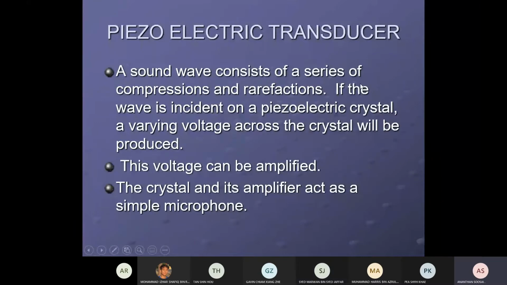A sound wave consists of a series of compressions and rarefactions. If it is incident on a piezoelectric crystal, a varying voltage across the crystal will be produced. This voltage can be amplified. This crystal and amplifier act as a simple microphone. Yes, the piezoelectric transducer is acting as a very sensitive microphone. It can even pick up a heartbeat.